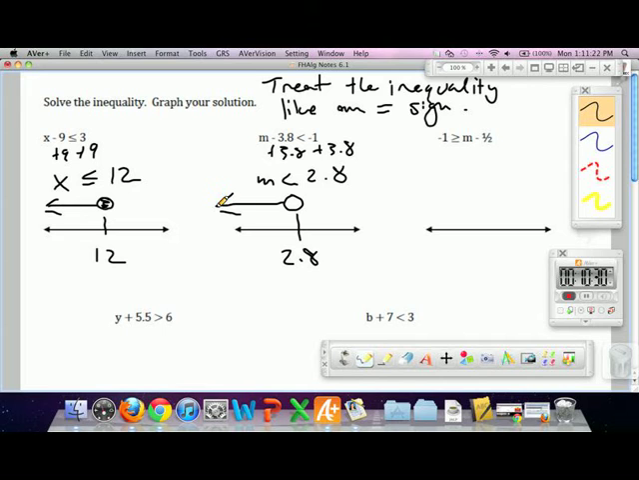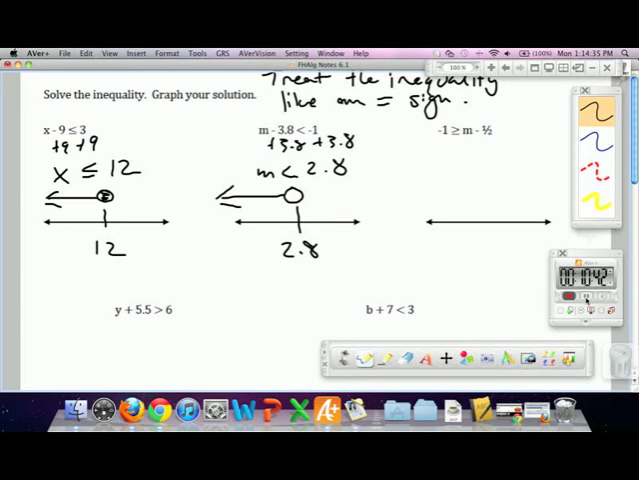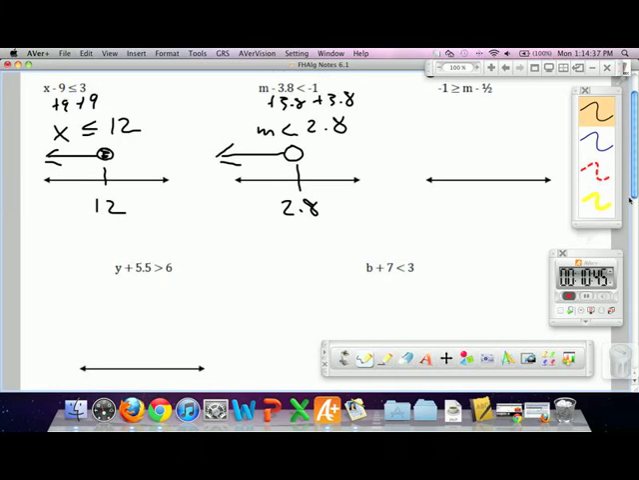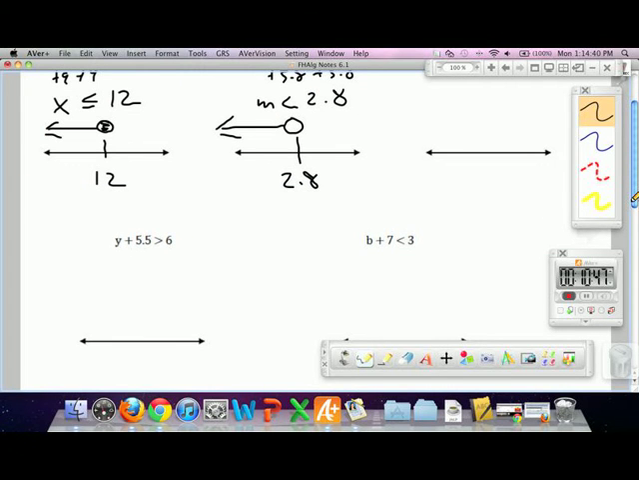You have 3 more examples here to complete on your own in the next, say, 2 minutes. Please solve and graph them. Okay, we'll do the 2 easier ones right away. The 2 bottom ones, we just subtract, say, 5.5, you get y bigger than 0.5. Find 0.5 on the number line. Look at that, there it is. y is bigger than 0.5.